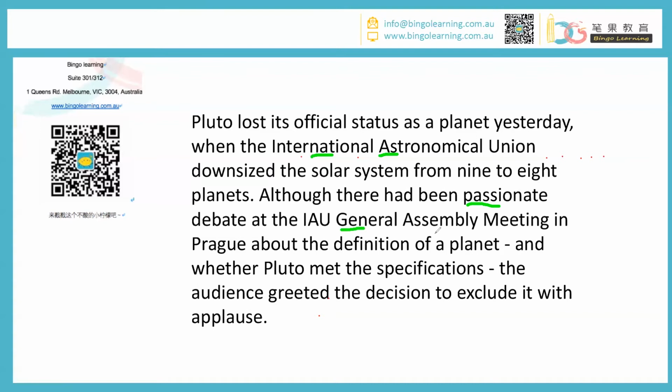What about this word here, assembly? This one is a 2nd syllable. Meeting is nice and obvious for us. What about this one here? Definition. So that's that first syllable there.